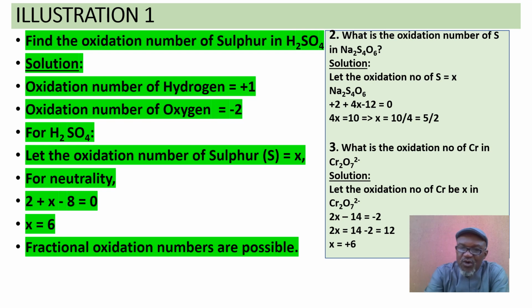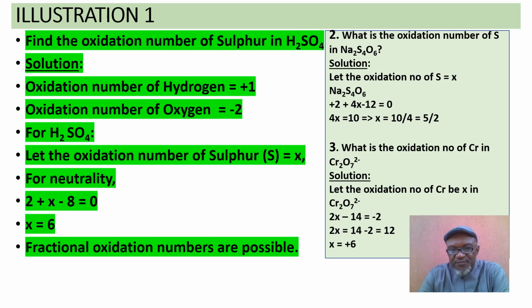The next example is, what is the oxidation number of chromium in dichromate ion, where we have Cr2O7 2-. Now, this is a complex ion. The charge on that complex ion is -2. Remember the rule that says that the total oxidation number for complex ions must be equal to the charge on that complex ion. So let the oxidation number of chromium be X in Cr2O7 2-.